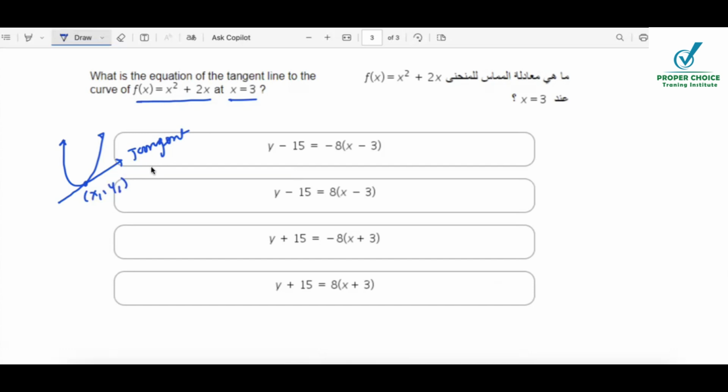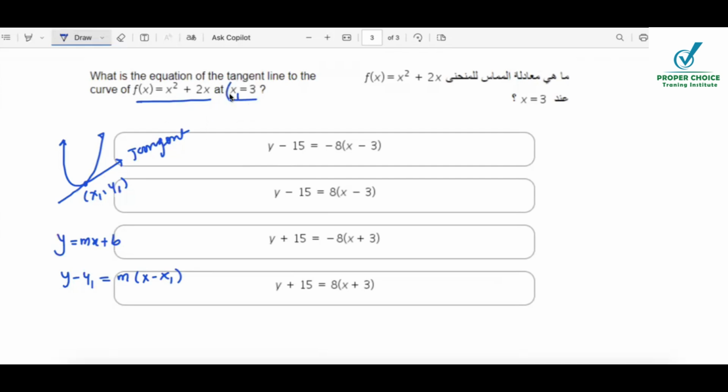There are two ways in which the equation of a tangent line can be written. One is y equal to mx plus b, which is called slope intercept form. And the second one is y minus y1 equal to m times (x minus x1). You can see that the options are given as per the second form. Now what is (x1, y1)? x1 is the value of x which has been given. But here they didn't give us the value of y.